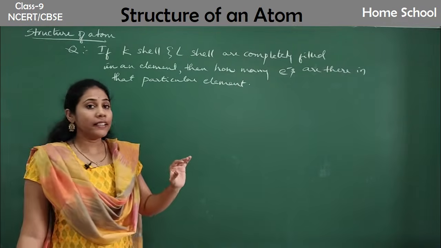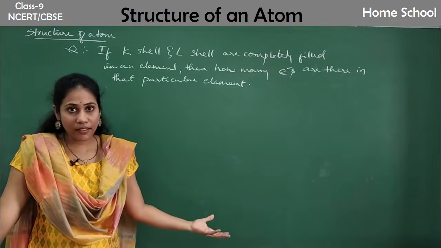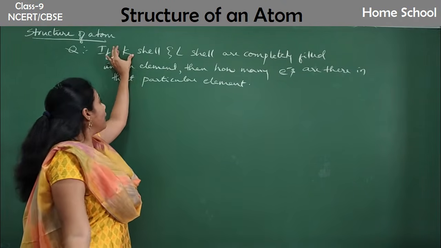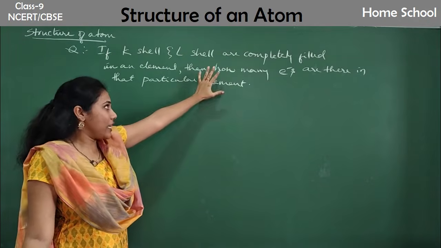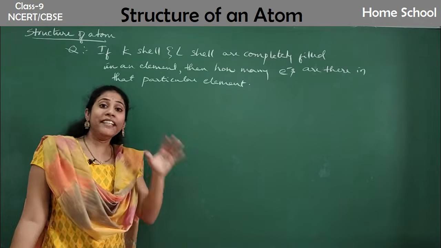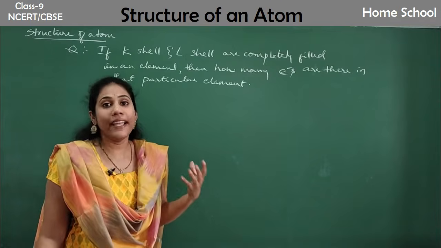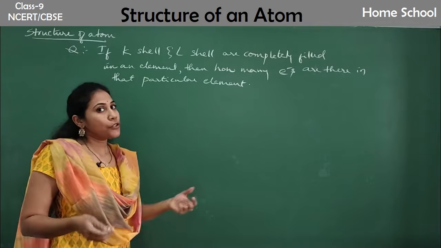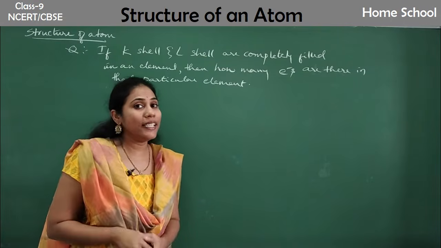In an element, there will be shells. Definitely electrons are arranged in shells. You have K shell and L shell and they are completely filled. So in total, how many electrons are there in that particular element? So what is that element and how many electrons are there?